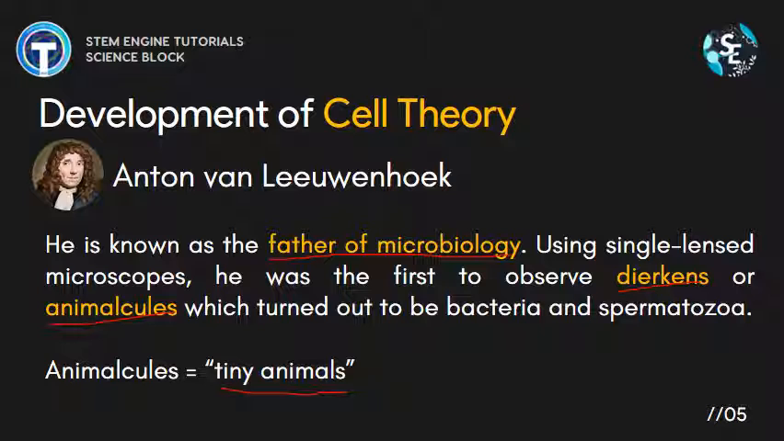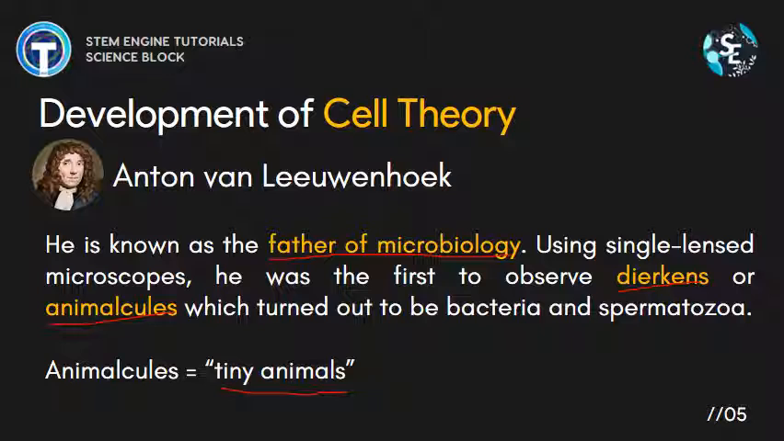So, using those single lens microscopes na ginawa niya, he was first to observe gherkins or animalcules, which turned out to be bacteria and spermatozoa upon further studies. So, yung gherkins is a foreign word. I'm not sure kung anong klaseng lengguwahe siya, to be specific. But this word is translated into English na naging animalcules. So, animalcules means tiny animals.